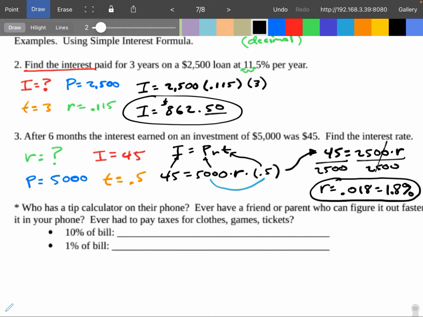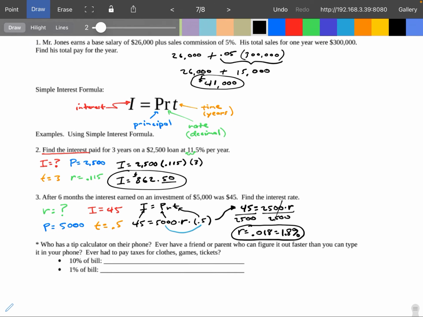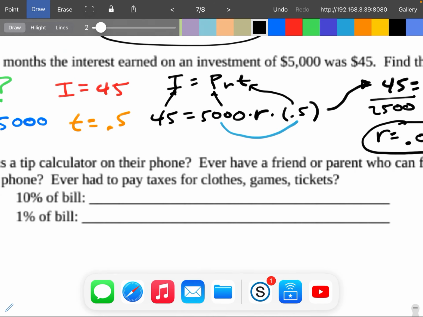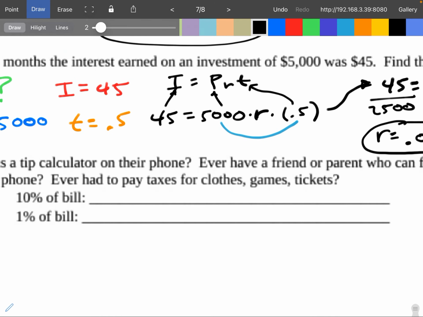All right, that's not a very high interest rate. So if you had $5,000 and you invested it at an interest rate of 1.8%, after half a year, you would have earned $45 in interest. Then the last part is estimating sales tax and estimating tip, like if you're at a restaurant. So they want us to try to do some mental math with some percents here.